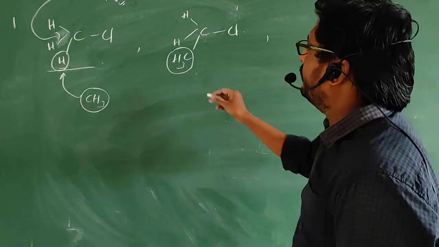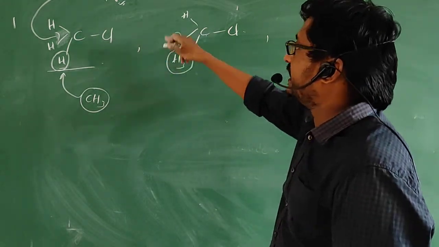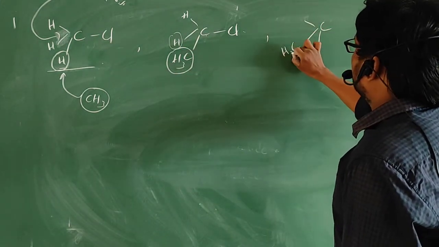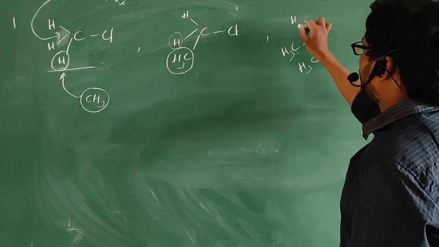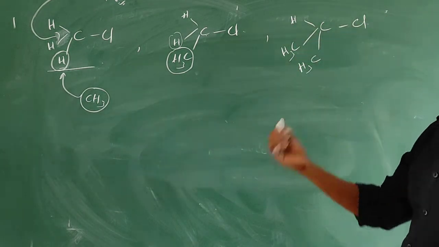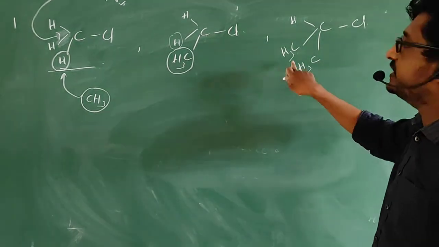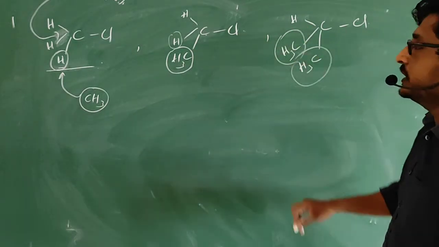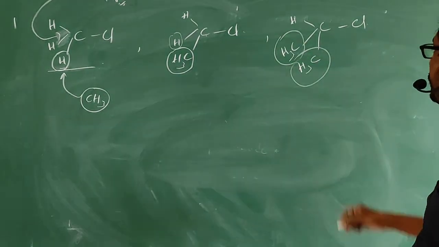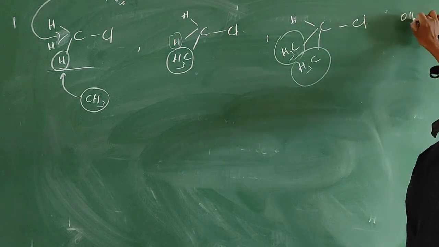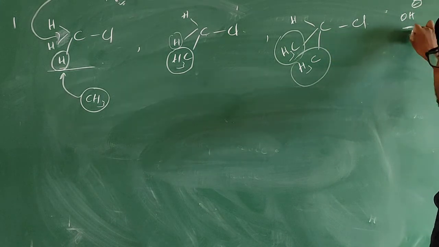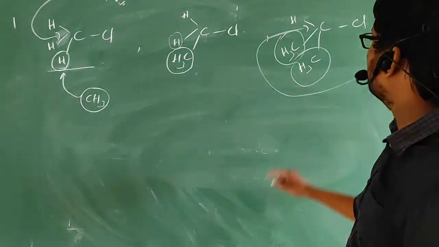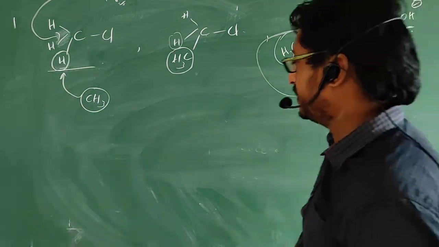In the same way, when the second hydrogen is also substituted by the methyl group, steric hindrance will be more, because two bulky substituents occupy more space. If they occupy more space around the carbon, then the hydroxy group, the nucleophile, finds more difficulty to attack the carbon from the backside. So the reactivity further decreases in this.